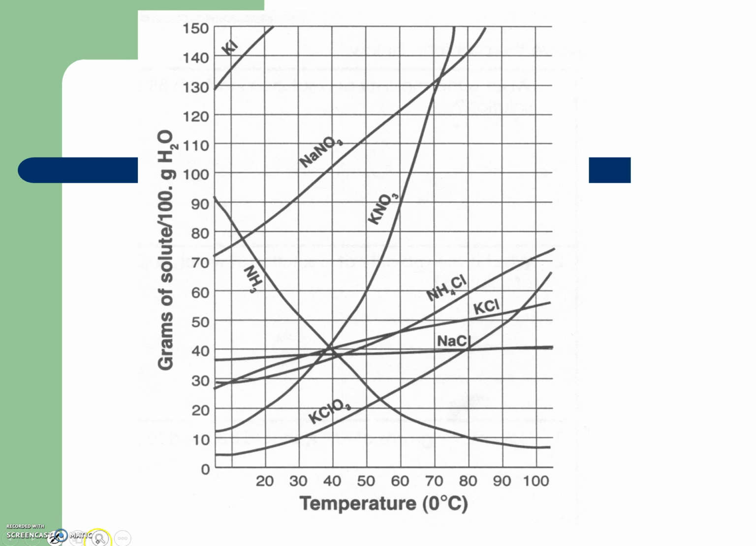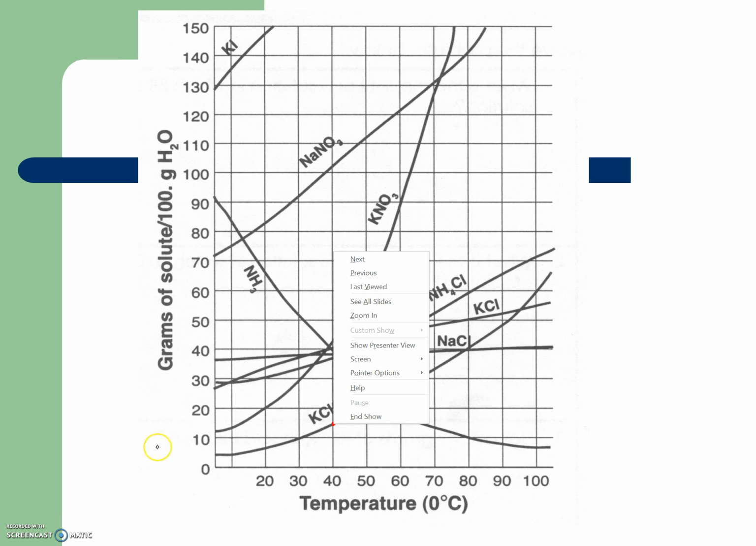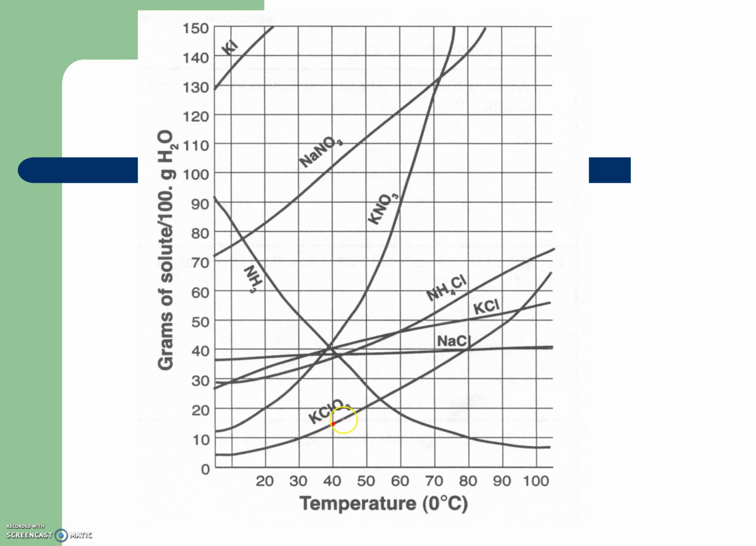Here I have a much bigger version of this graph. And things that we need to know how to read are questions that say, at 40 degrees Celsius, which substance is the least soluble? And so I can look here at 40 degrees and trace that up to here. And that one will tell me that KClO3 is my least soluble. Okay. At 20 degrees Celsius, which substance is the most soluble? Well, here, and I'll trace it all the way up, my one that's the most soluble is potassium iodide.